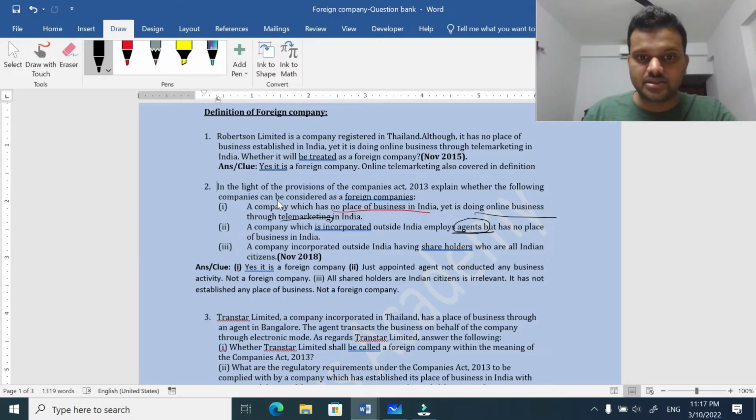The third one: a company incorporated outside India, having shareholders who are all Indian citizens. We have just discussed this question. This is a trap from the institute. You will get confused by looking at this. All shareholders are Indians only, so this may be an Indian company? No. The company is incorporated outside India and the shareholders are Indian citizens, but that doesn't matter. The conditions were that the company should be incorporated outside India, have a place of business in India, and conduct business activity in India. The first condition was satisfied, but the remaining two were not. That means this is not a foreign company.